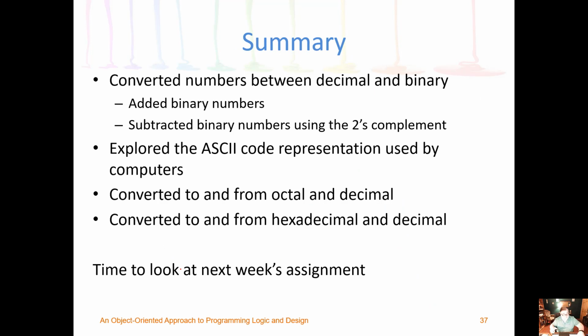So that's just kind of a quick way of how to do conversion to hexadecimal. And so just to summarize, we looked at all these 5 videos, converting numbers between decimal and binary, adding binary numbers, subtracting binary numbers using the 2's complement. We looked at ASCII code and Unicode, which is used to represent storage in computer of both numbers and letters. We converted to and from octal and decimal, and converted to and from hexadecimal and decimal.